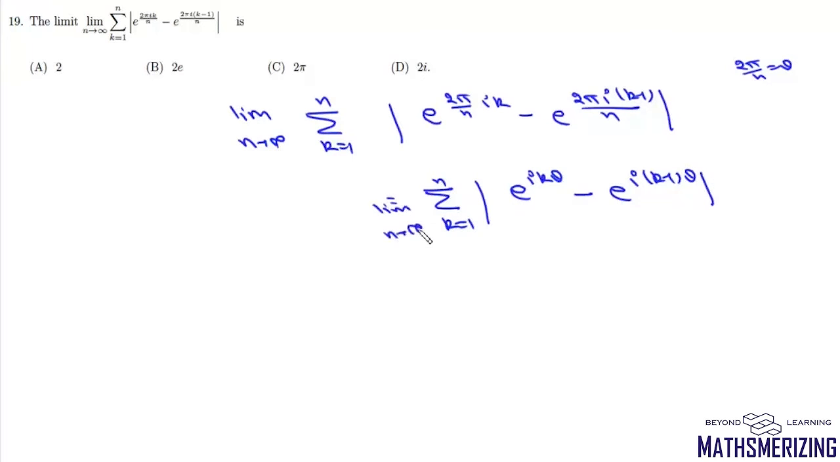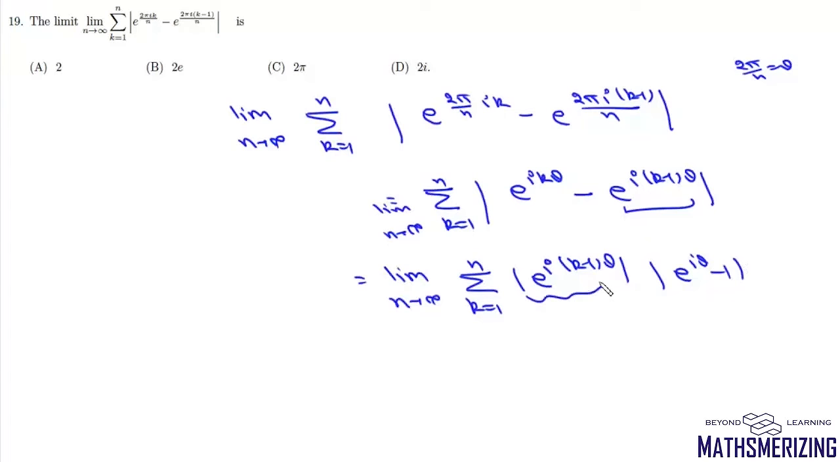n tends to infinity. Now here we'll take e to the power iota (k minus 1) theta common. So we'll take it common. We can write limit n tends to infinity summation k varies from 1 to n, and then mod of e to the power iota (k minus 1) theta, and then mod of e to the power iota theta minus 1. Now modulus of e to the power iota (k minus 1) theta is simply 1. So this value will be 1. So we can write this as limit n tends to infinity, and then summation k varies from 1 to n of mod of e to the power iota theta minus 1.